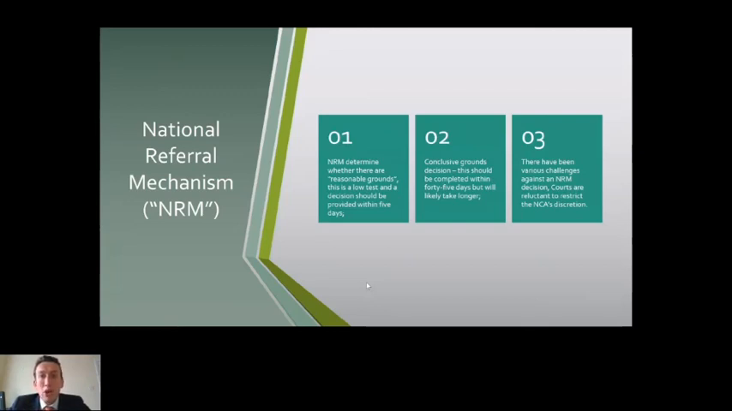Once there is that reasonable grounds positive test, the decision's then referred to a further body within the NCA to complete what's called a conclusive grounds test. And that looks at a far greater amount of information, a far greater amount of evidence.